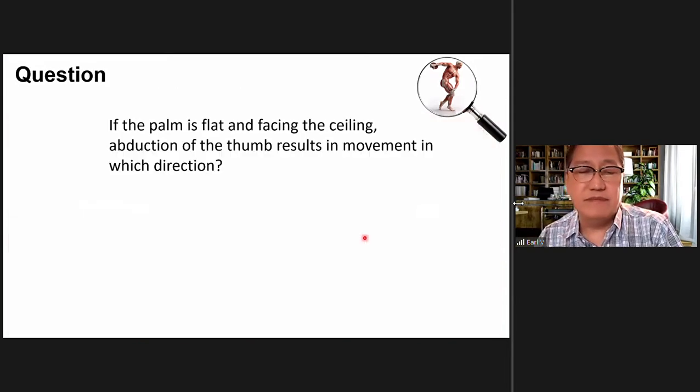Okay. Question. If the palm is flat, facing the ceiling, abduction of the thumb results in movement in which direction? Superior. Lateral. Superior.